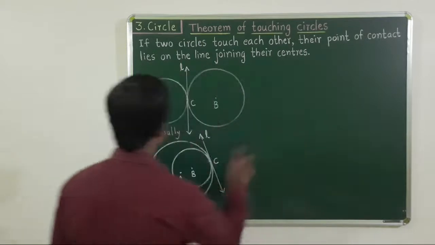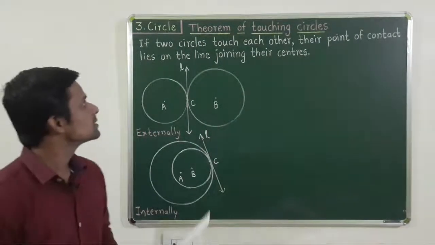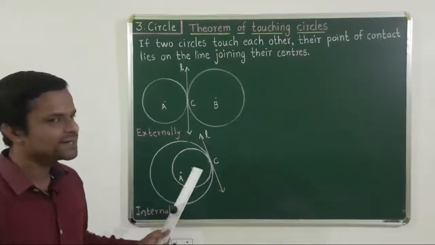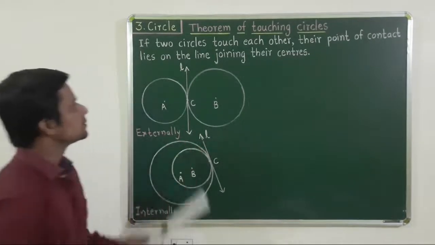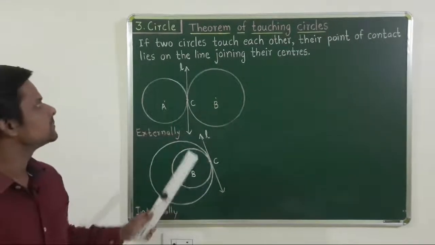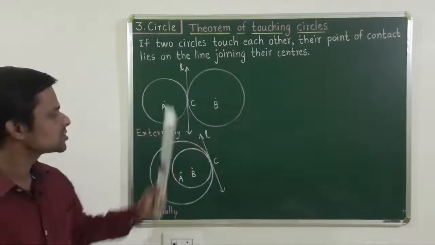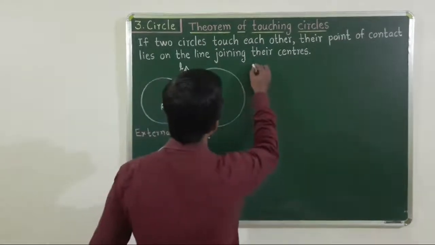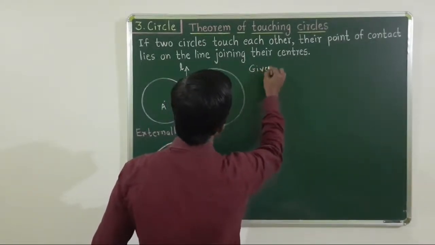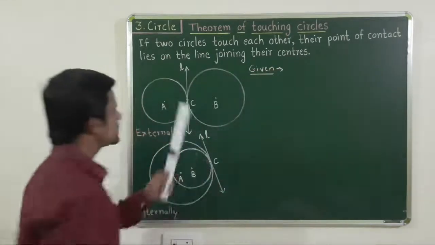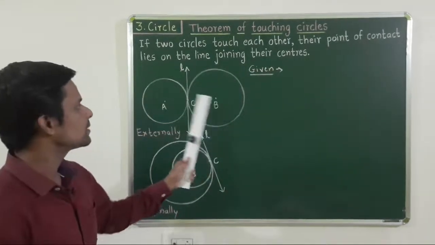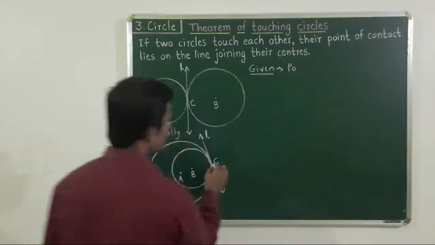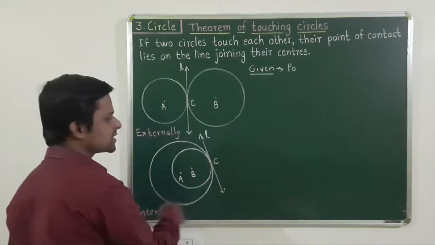The same diagram is used for the theorem. Since both are touching circles, we will take both cases, externally touching circles and internally touching circles also. This is the diagram of this theorem. If two circles touch each other either externally or internally, and line L is their common tangent. Now what is given here? Given: point C is the point of contact of circles with centers A and B. Here also point C is the point of contact of circles with centers A and B.